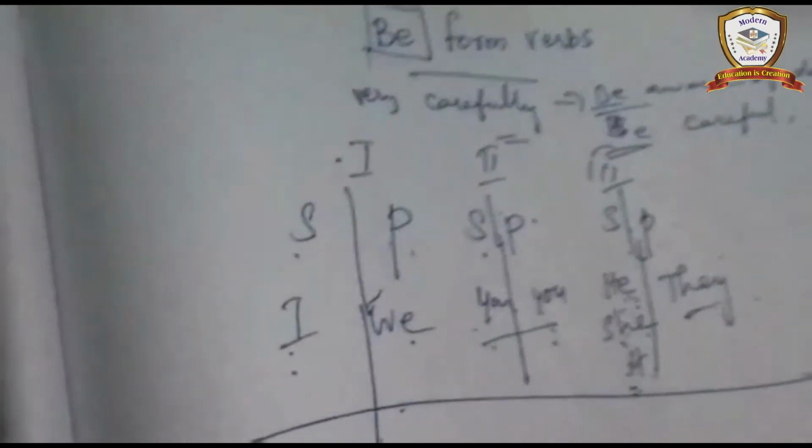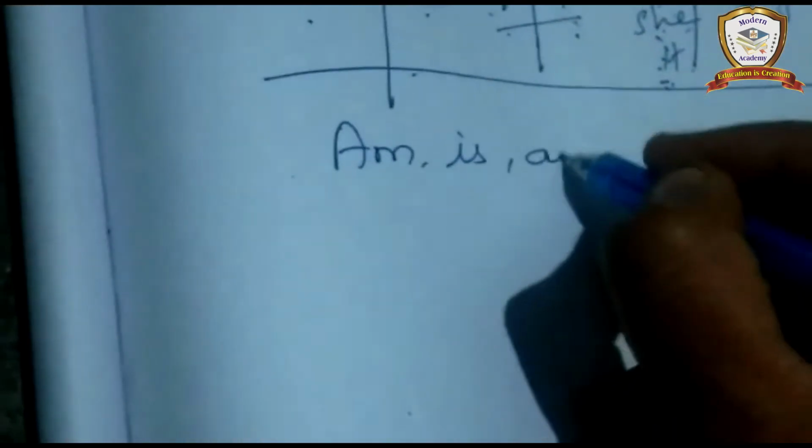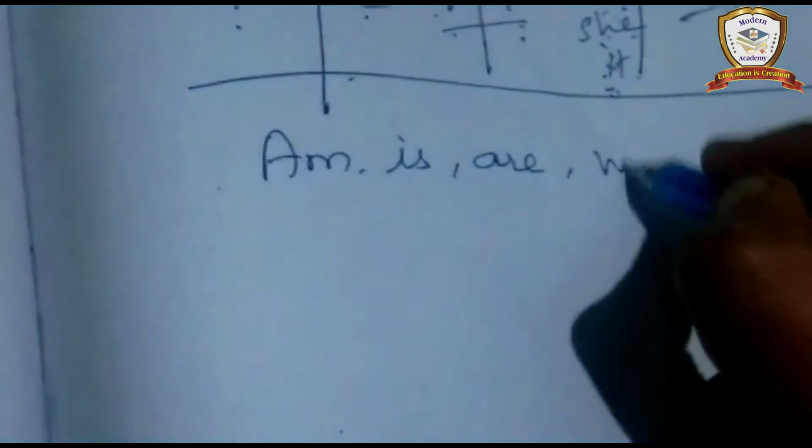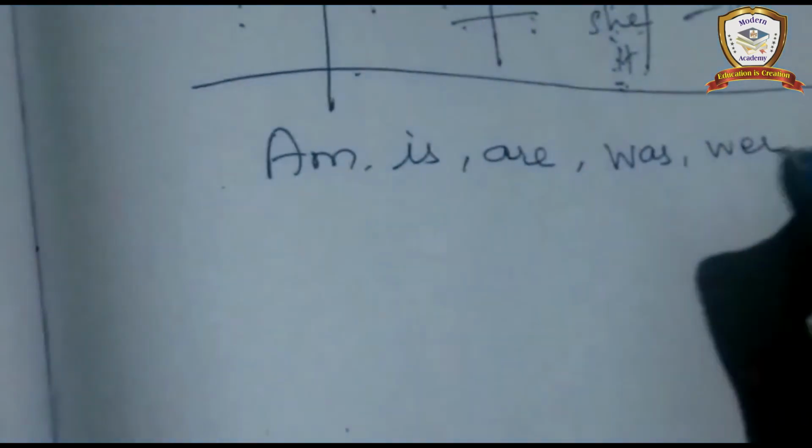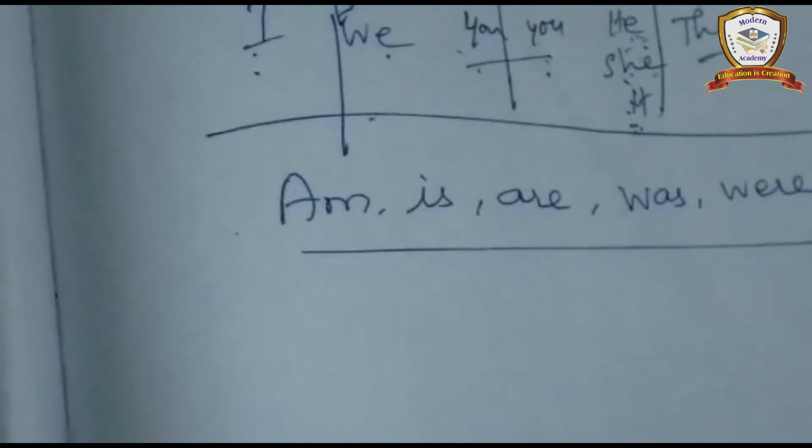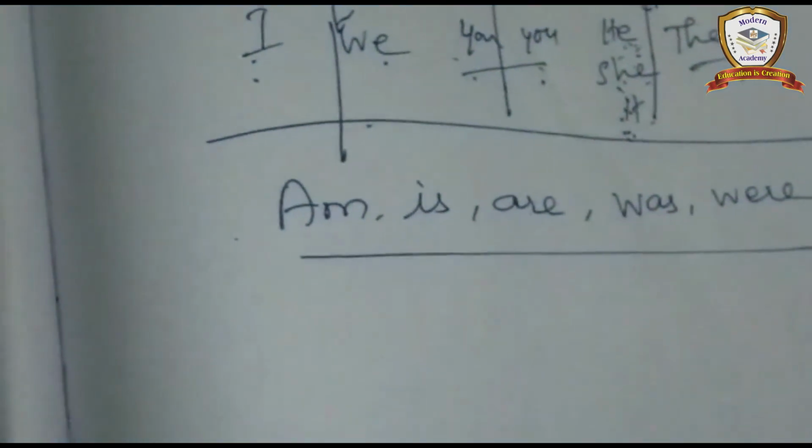What is a be form verb? Okay, so am, is, are, was, were. What do the be form verbs mean? We can say am, is, are, was, were. So these are called be form verbs.